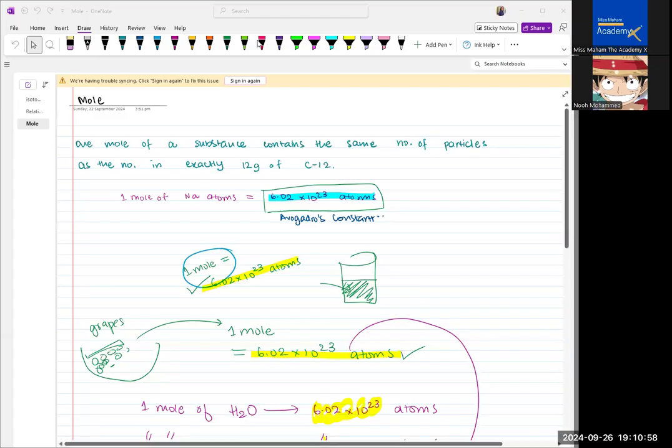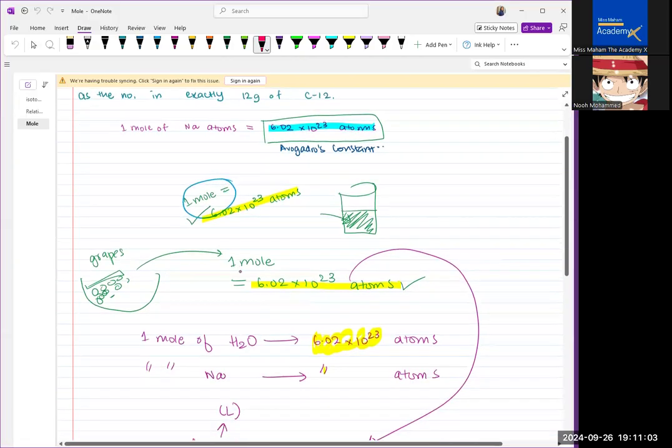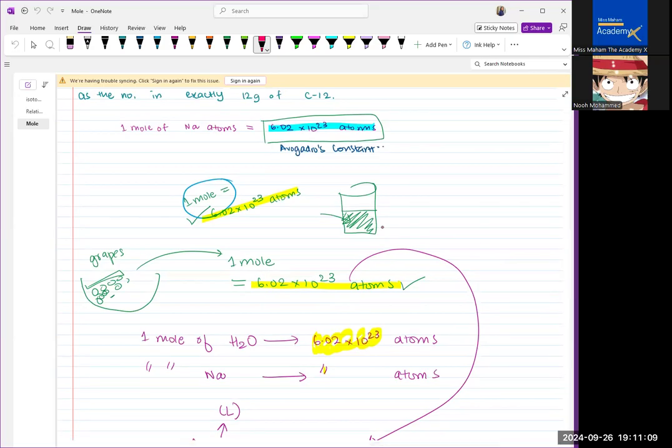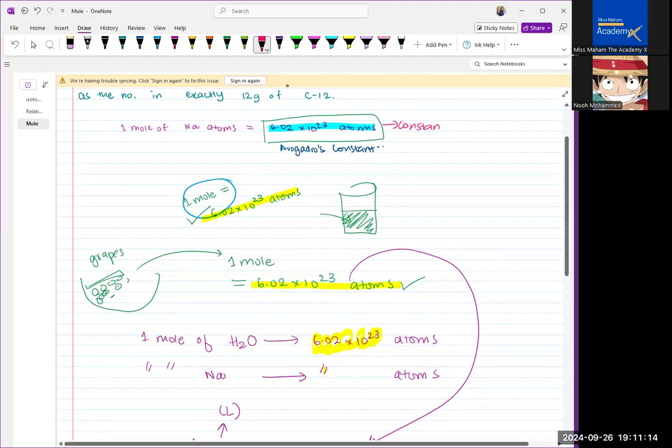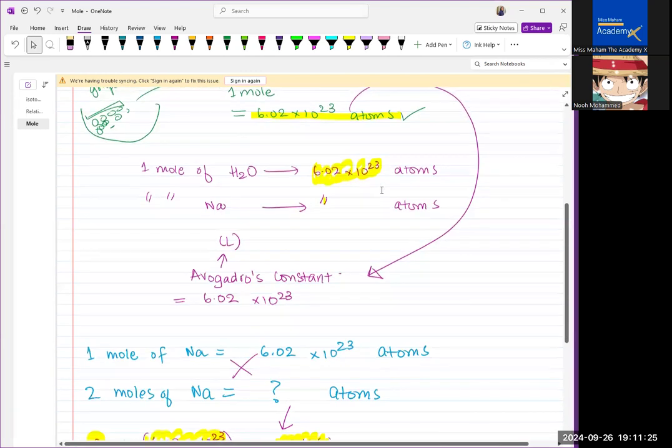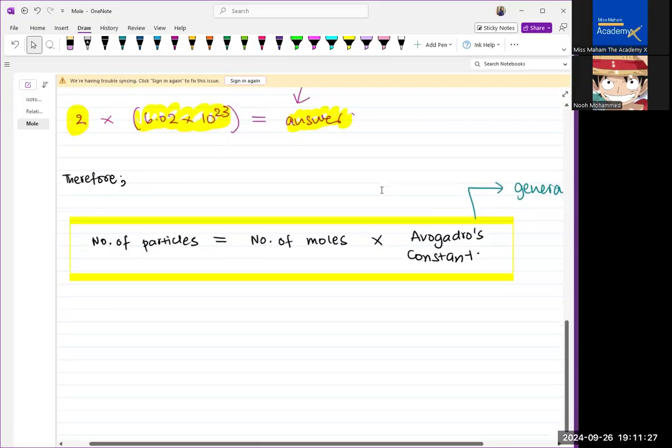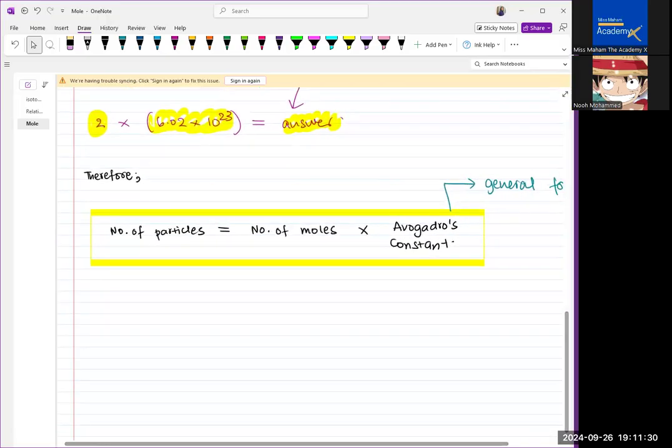Okay. So last class what we did was we started off with moles and we discussed that one mole of anything is equal to the same number of particles, that is 6.02 into 10 to the power 23. This number is a constant and it's named Avogadro's constant, denoted by the letter L. So doing all this, we came to a general formula: number of particles equals number of moles into Avogadro's constant. How?